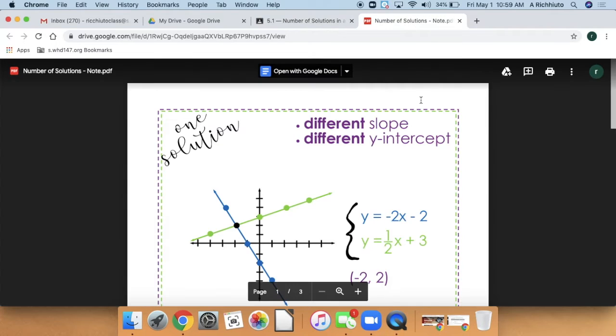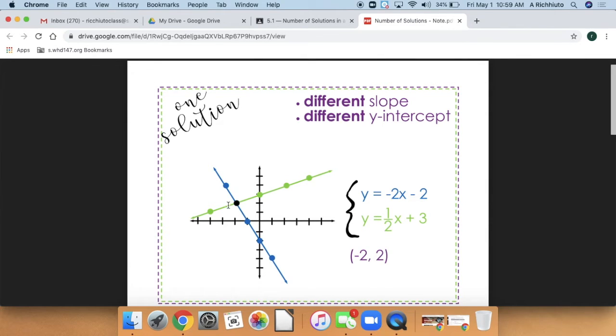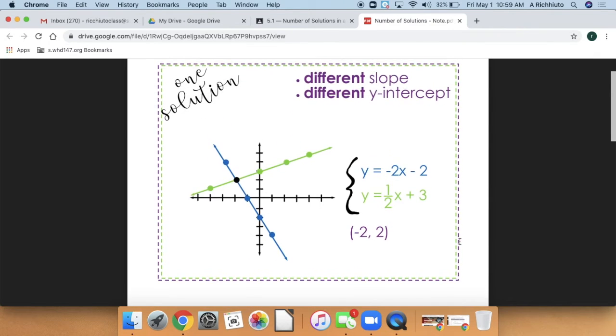So what we're going to do, let's take a look real quick. We have three different types of systems of equations. We have the possibility for these equations to have a different slope and a different y-intercept, which means they will intersect at exactly one point and have exactly one solution. Remember, those solutions are points that fall on both of those lines.